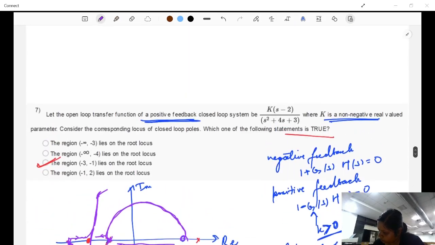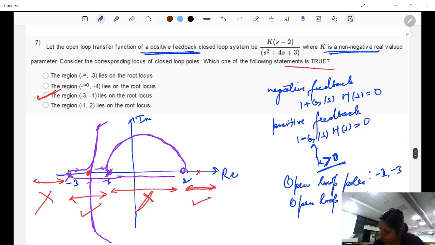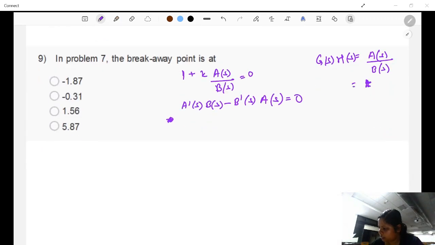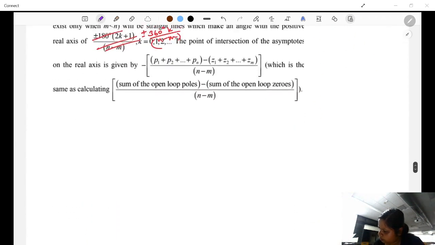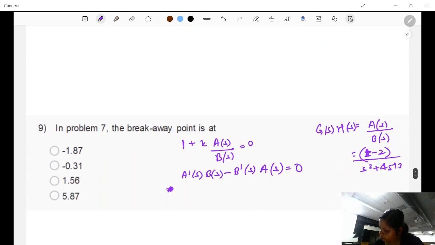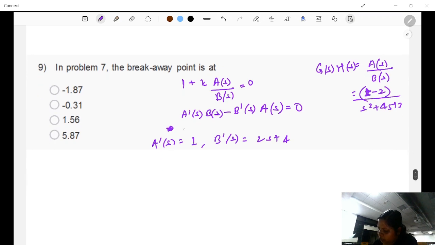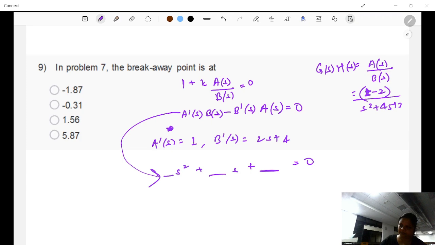So what are we going to do? What was the question here? K into s minus 2, I'll copy this: s minus 2 upon s square plus 4s plus 3. Yes, it was this, and it was s minus 2 only. So if you try to find A'(s), what would you get? It would be 1. B'(s) would be 2s plus 4, right? Try to find what you get corresponding to this equation. It would be some polynomial: a coefficient of s square, plus a coefficient of s, plus a coefficient of s to the power 0. Let me know these coefficients.